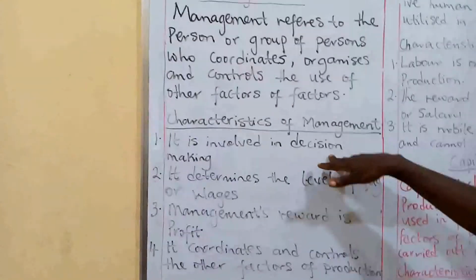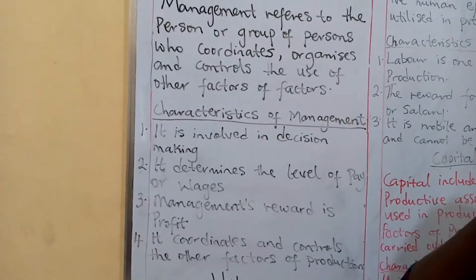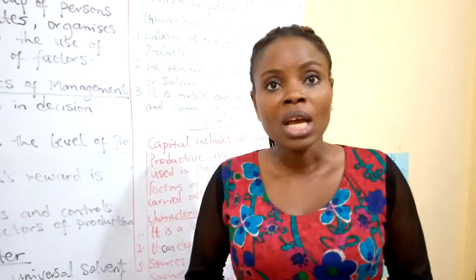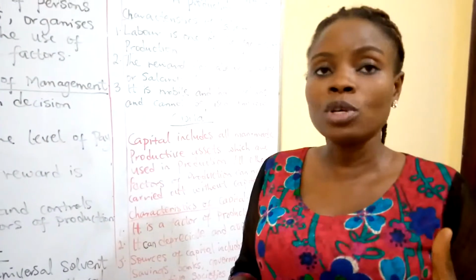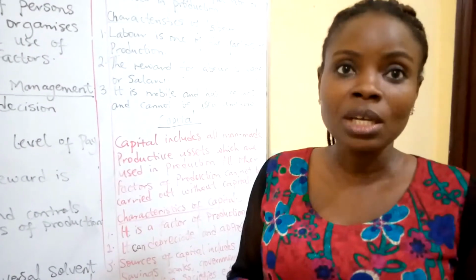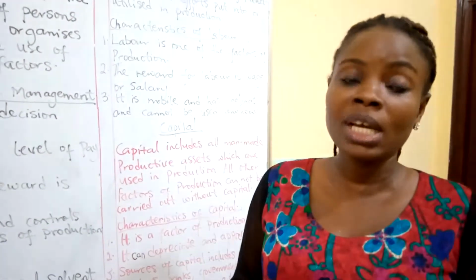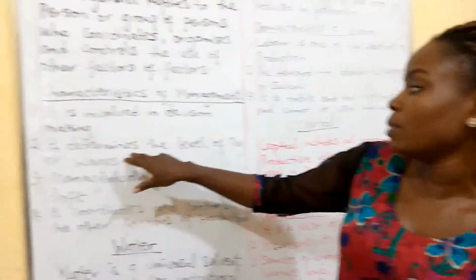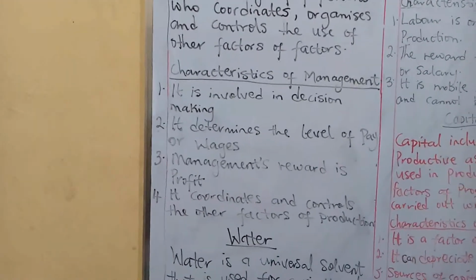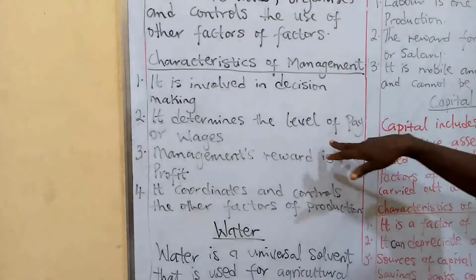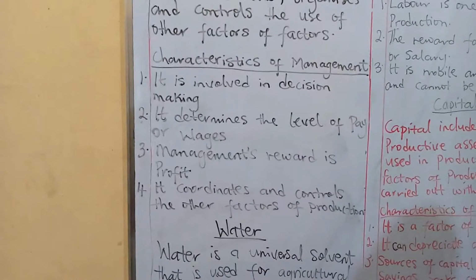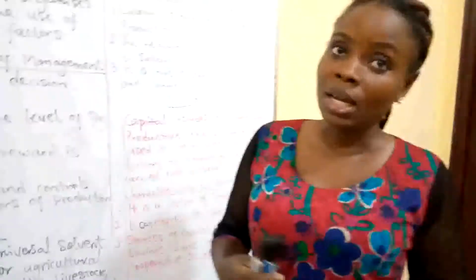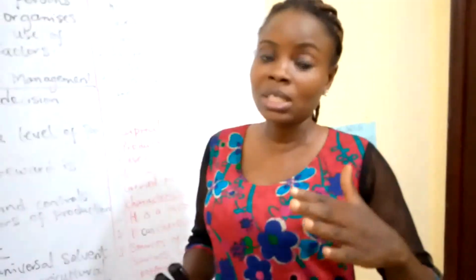Under decision making, we have to take note of wages, or what you call salaries, for your workers. How much can you pay? How many workers will you be able to manage? Of course, we don't want to employ people that we cannot pay. You have to take note of that. Number two, it determines the level of pay or wages. The management are the ones that determine the level of pay or wages. Of course, the person up there will earn higher than the one below, because these things are arranged in terms of hierarchy.